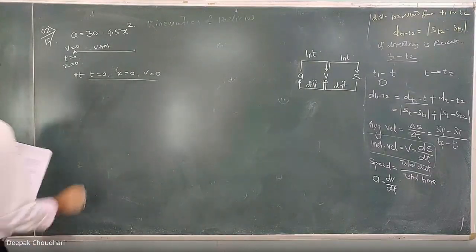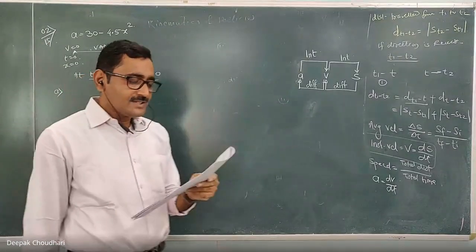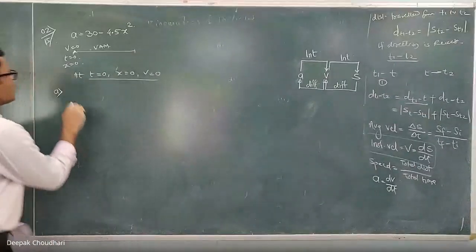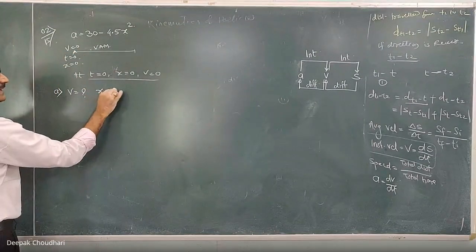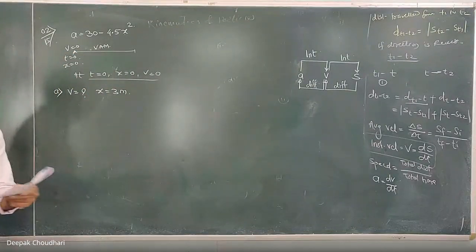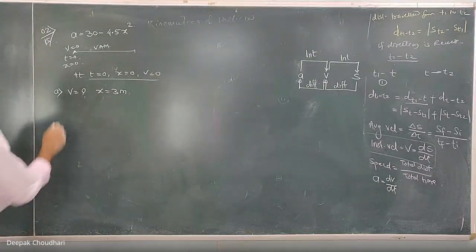Determine. What do you have to determine? What do you have to find out? A. The velocity when x equal to 3 meter. You have to calculate the velocity of this particle when its displacement is equal to 3 meter. B. You have to find out the position.